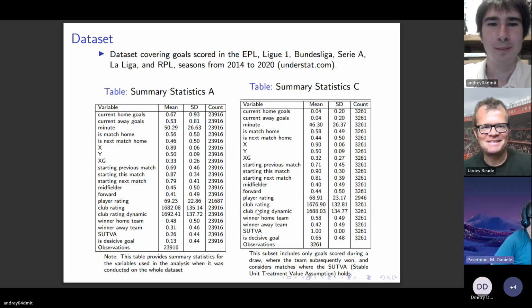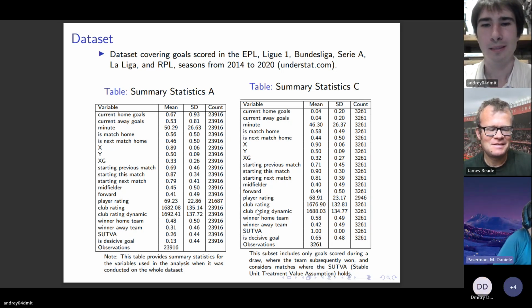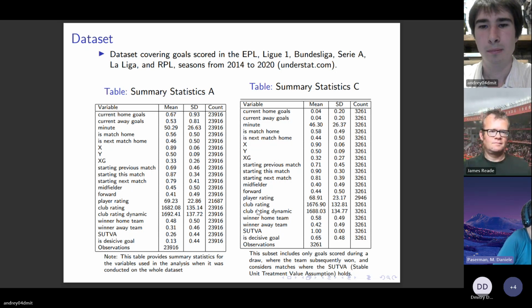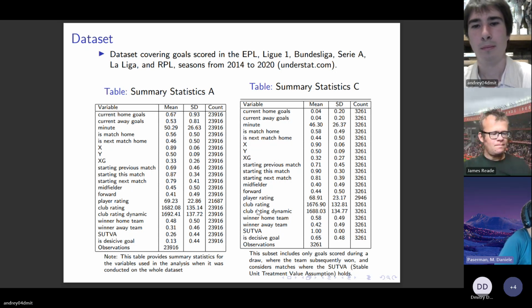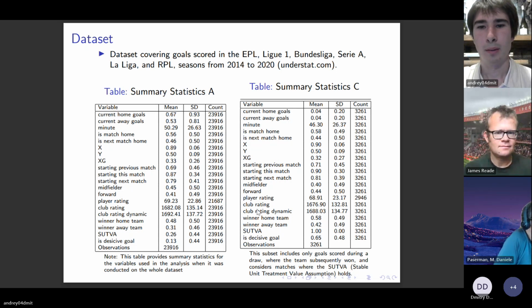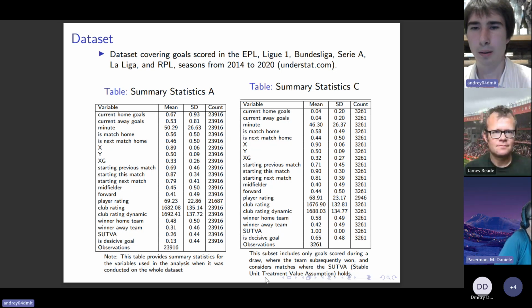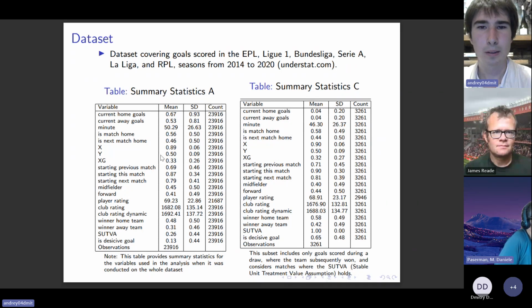I'm just looking at other possible interesting dimensions of heterogeneity. So perhaps are there differences between, say, midfielders, forwards, and defenders? Is the effect more pronounced for one group versus the other? I imagine that forwards score more goals, and so the sample size of forwards is going to be bigger. Yeah, the sample size for forwards is slightly bigger than everybody else.